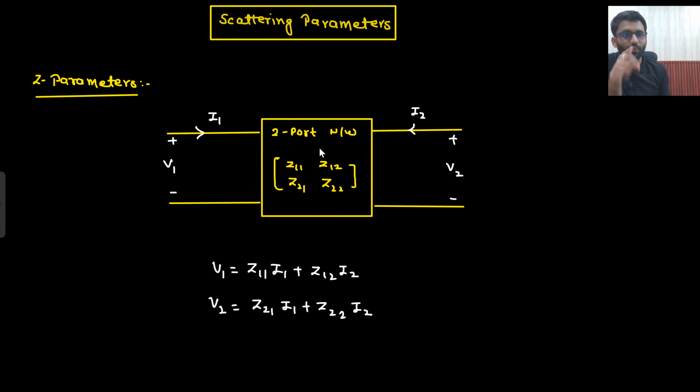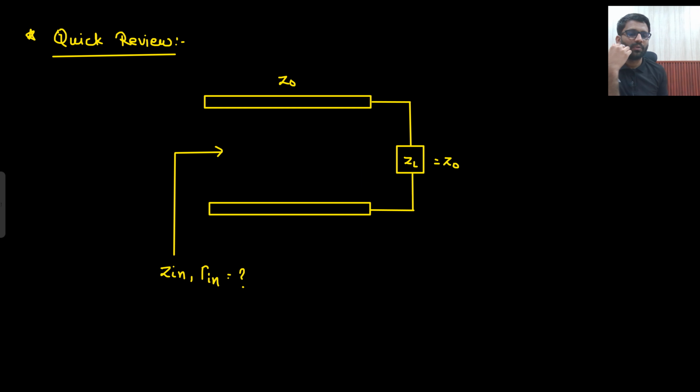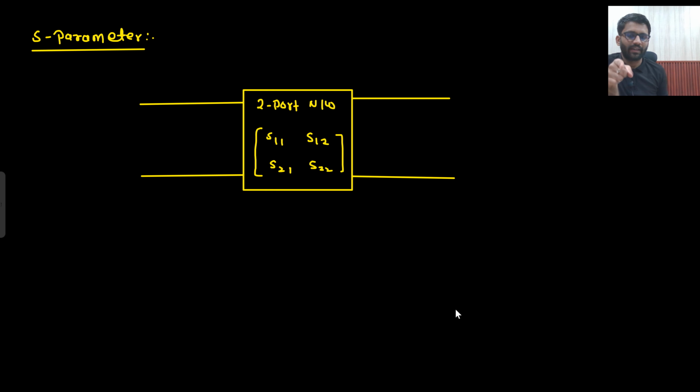This is a two-port network whose Z parameter is defined. If I apply some V1, I1 here, V2, I2 here, then this would be the relation. The same thing we are going to do with the scattering parameter. We will come back to this slide, but let's understand scattering parameters. This is a two-port network whose scattering parameters are defined: S11, S12, S21, S22.